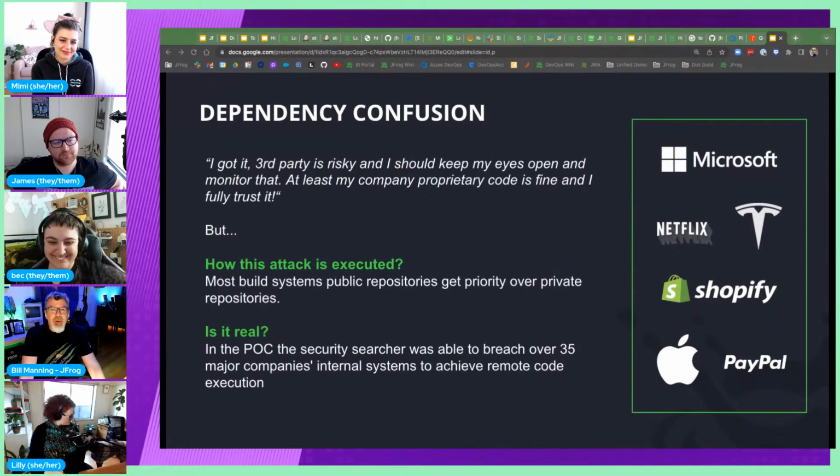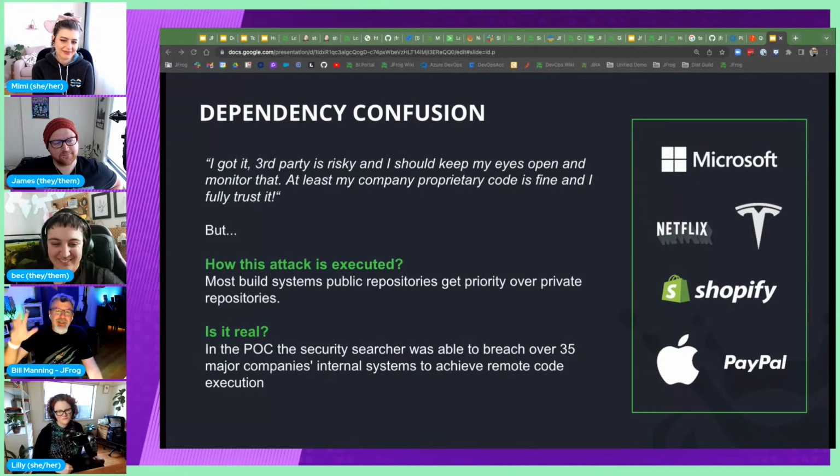So, really quick, moving forward, just really fast. This is the fun one, though. This is the one I like the most. And this is the one that you were actually hinting at, right? So, dependency confusion. I love dependency confusion because these are trusted names, right?